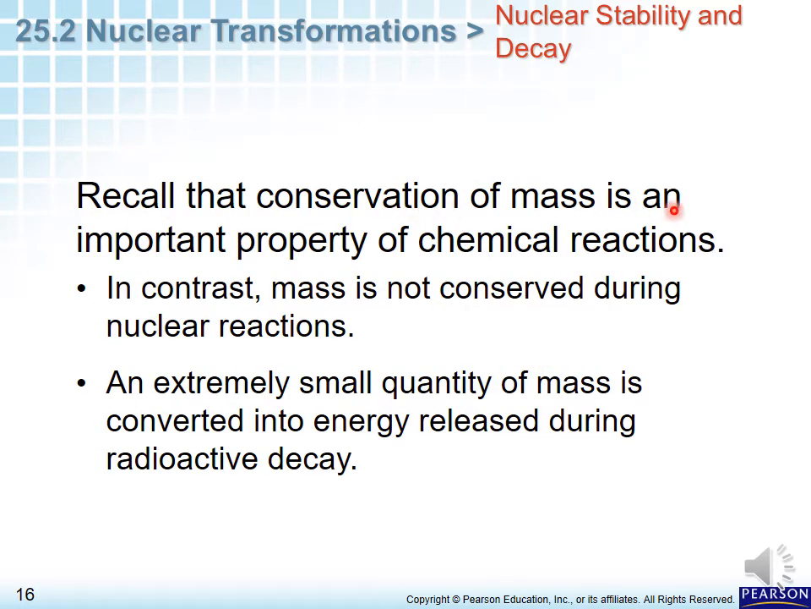Recall the conservation of mass is an important property of chemical reactions. In contrast, the mass is not conserved during a nuclear reaction. An extremely small quantity of the mass is converted into the energy released during the radioactive decay.